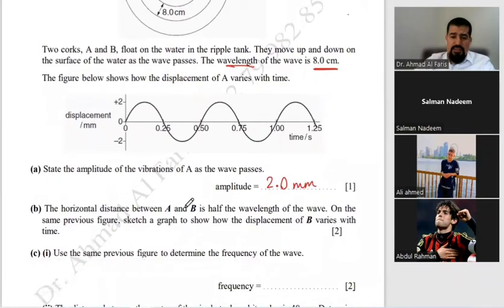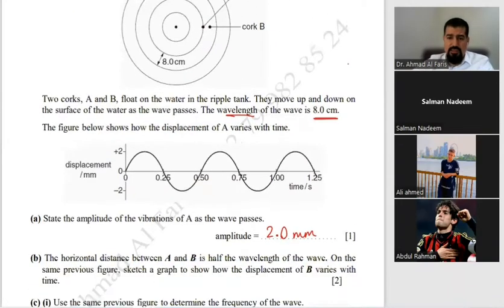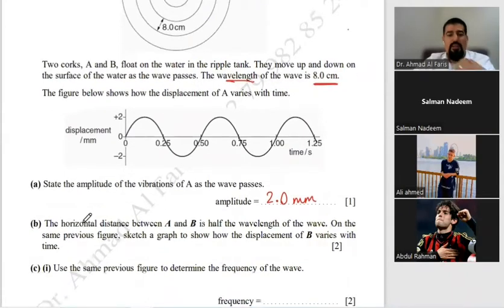Part B: the horizontal distance between A and B. As you can see, if A is on a crest and this line is also another crest, that means B is in the middle, exactly at the trough. So it's half a wavelength. Look what they said here: the horizontal distance between A and B is half a wavelength, on the same previous figure, the graph. Sketch a graph to show how the displacement of B varies with time.